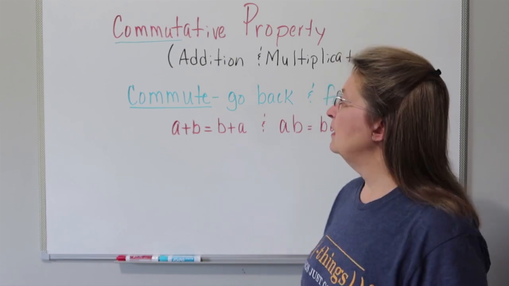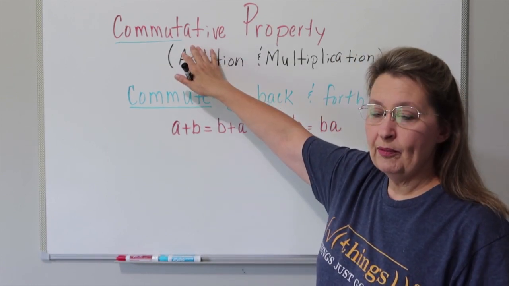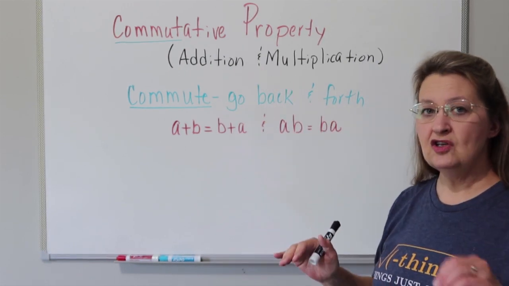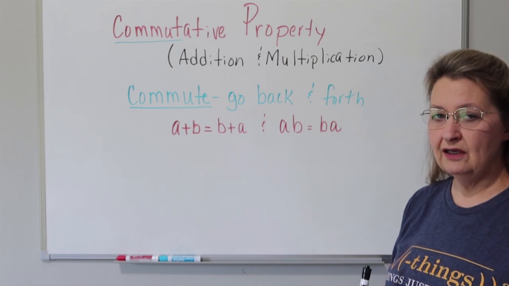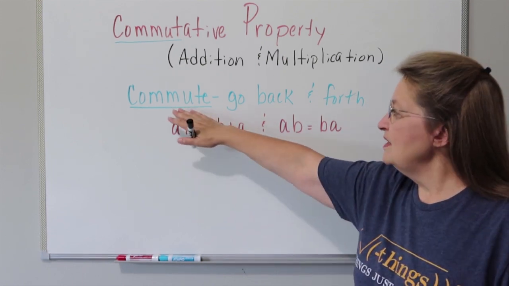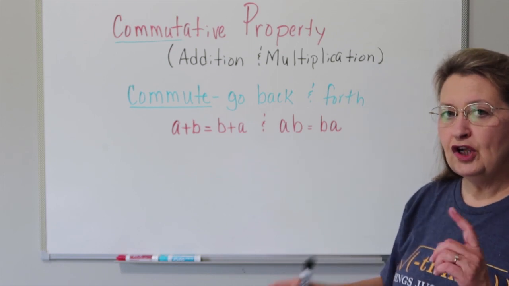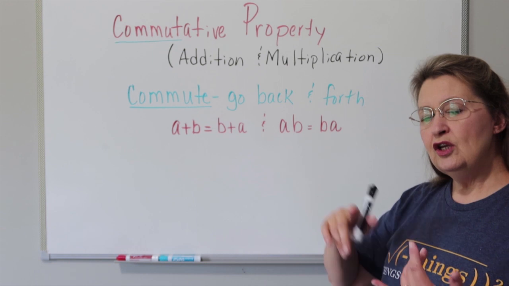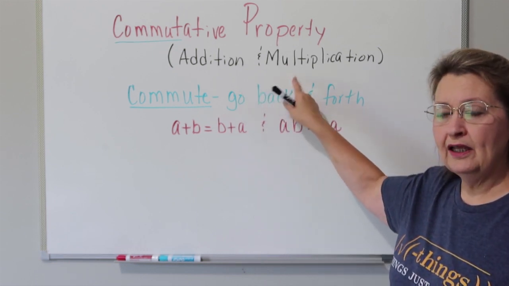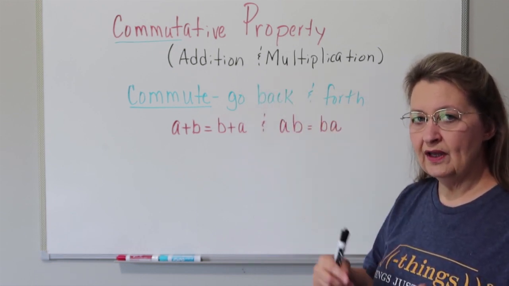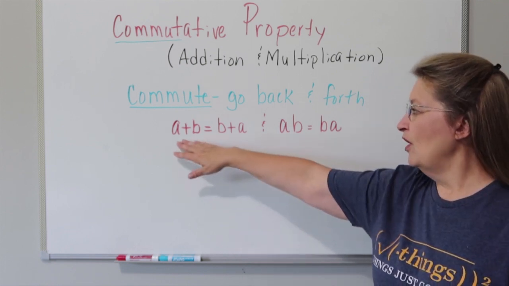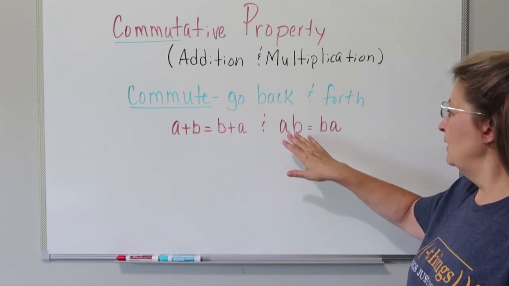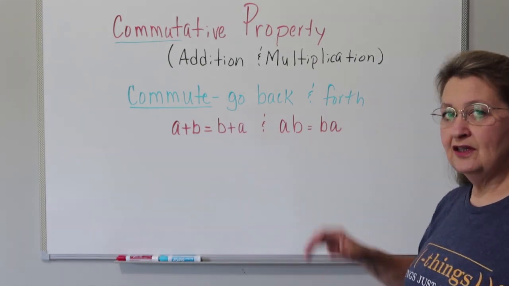So the trick here is going to be able to recognize the property when you see it on a quiz or a test. First, it's the commutative property. Now this property is only good for addition and multiplication. It does not count for subtraction and division. What does it mean to commute? When you commute, you go back and forth. So the commutative property just tells you that when you are adding or multiplying, your numbers can go back and forth and not change the value. In variable form, it says a plus b is equal to b plus a. In multiplication, a times b is equal to b times a.